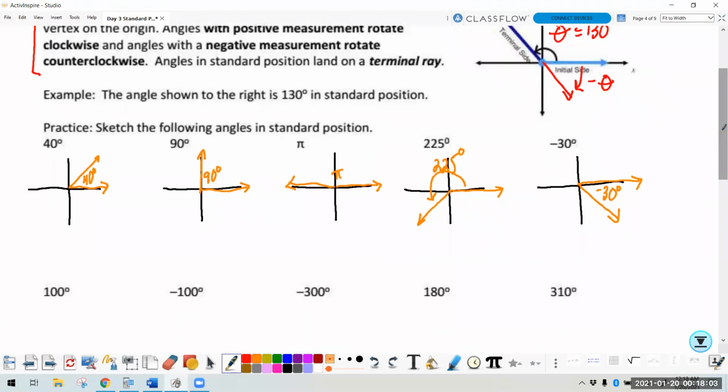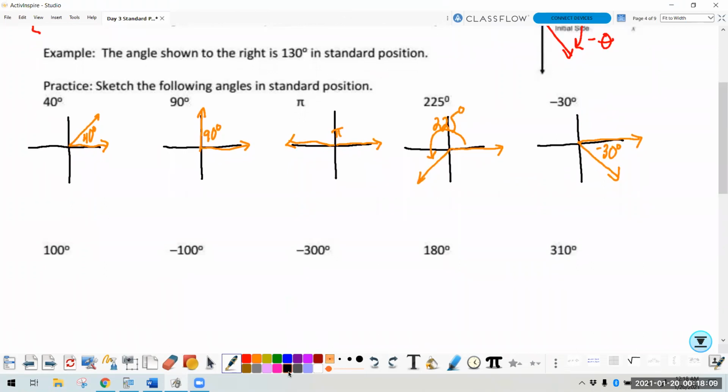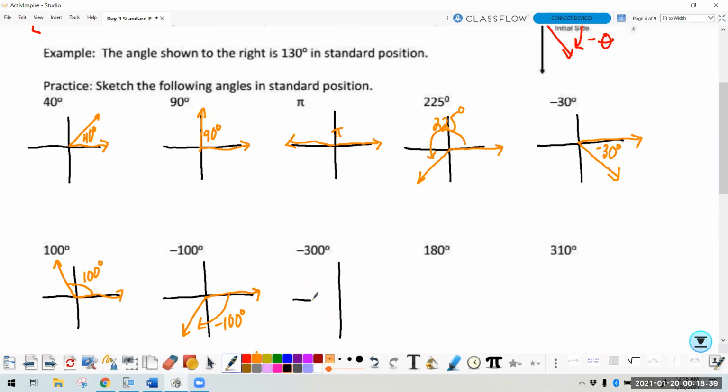Okay, I want you to try these 5 examples. You draw these 5 angles. We'll pause the video for you to do that. Okay, 100 degrees, initial ray, terminal ray. There's my 100. So negative 100, initial ray, negative 90, and here, this is negative 100 degrees. Negative 300, we're going to go all the way around this way, it's negative 300.